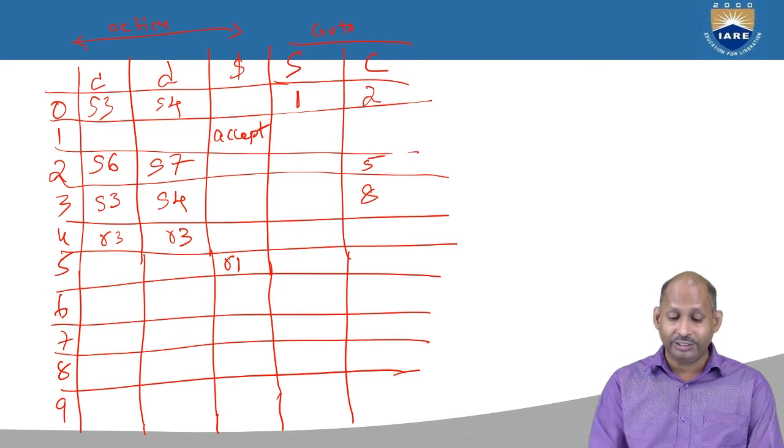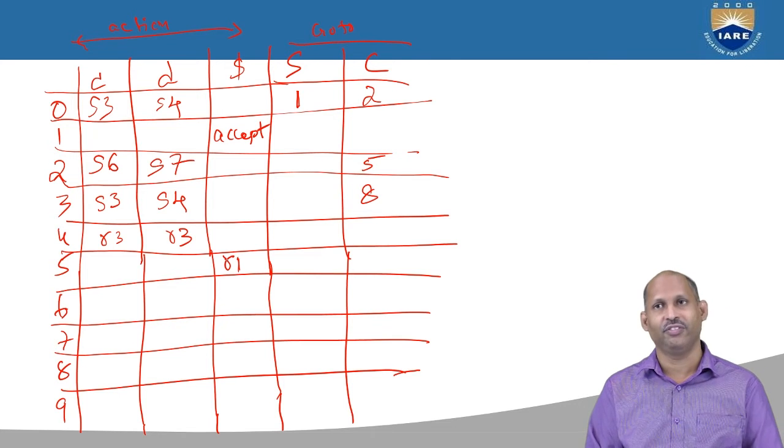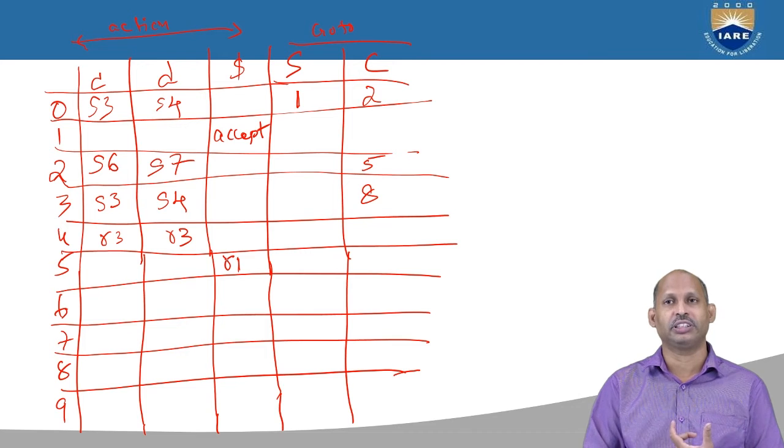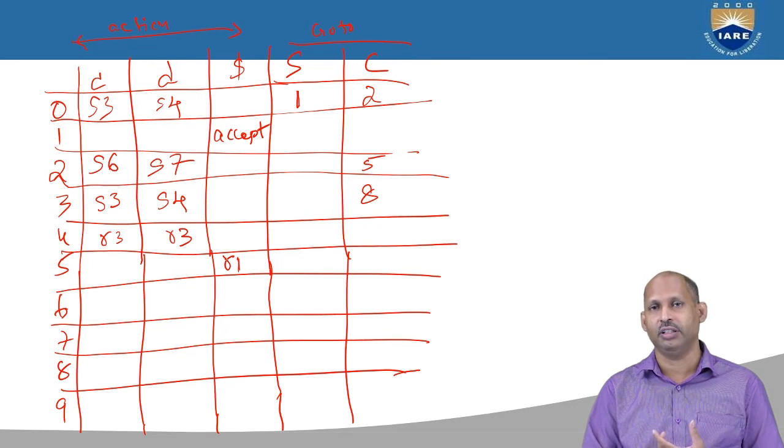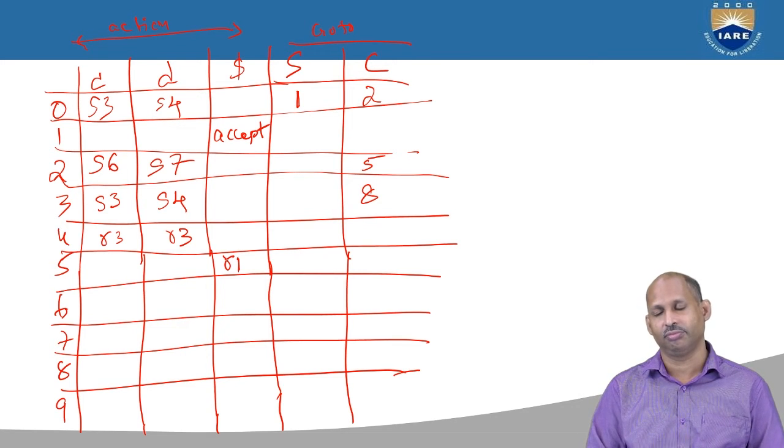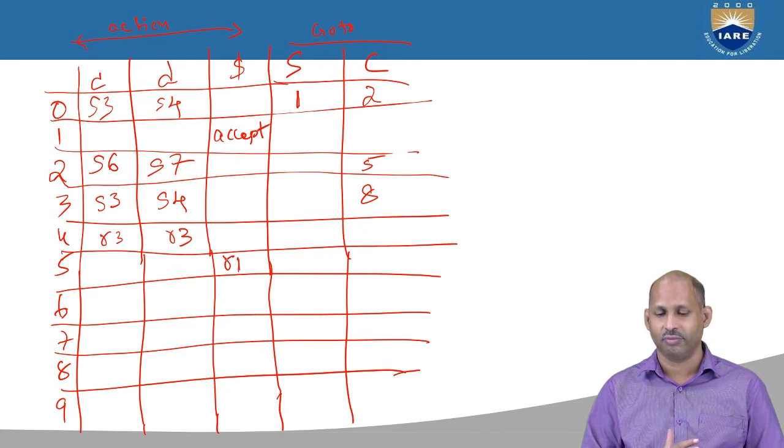Or reduce the production number 1. Reduce the production number 1. That is R1.